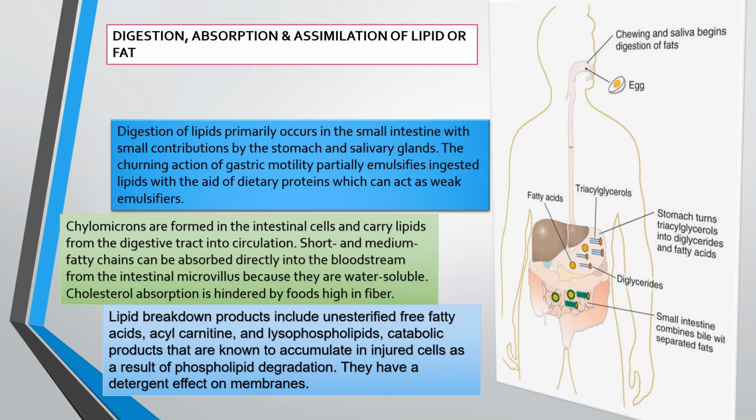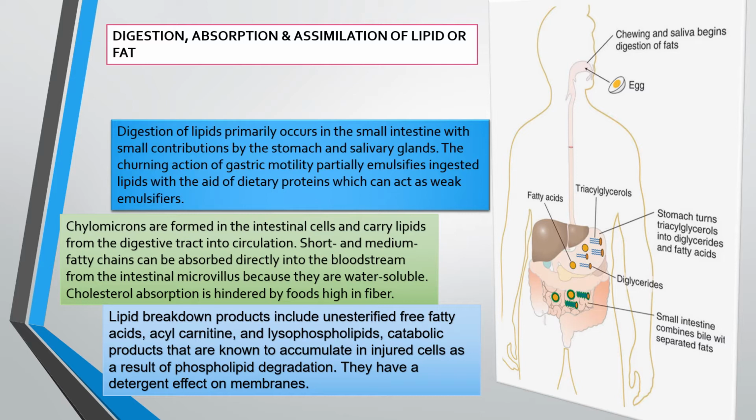Now the next one is digestion, absorption and assimilation of lipid or fat. Digestion of lipids primarily occurs in the small intestine with small contributions by the stomach and salivary glands. The churning action of gastric motility partially emulsifies ingested lipids with the aid of dietary proteins, which can act as weak emulsifiers. Next step, the step of absorption.